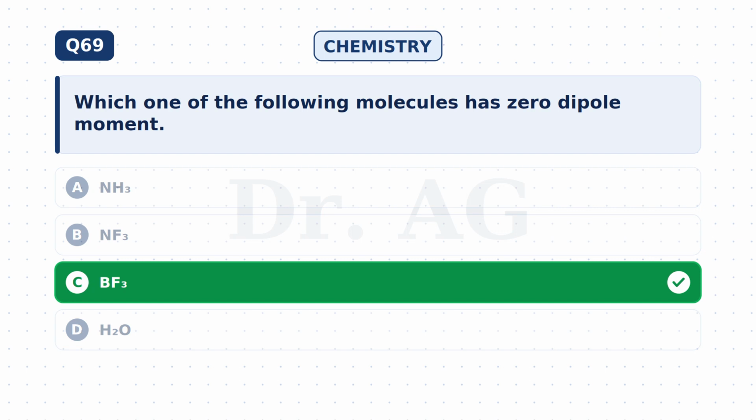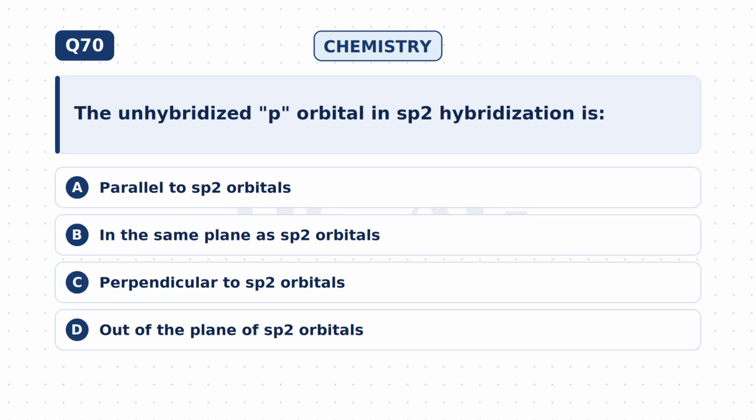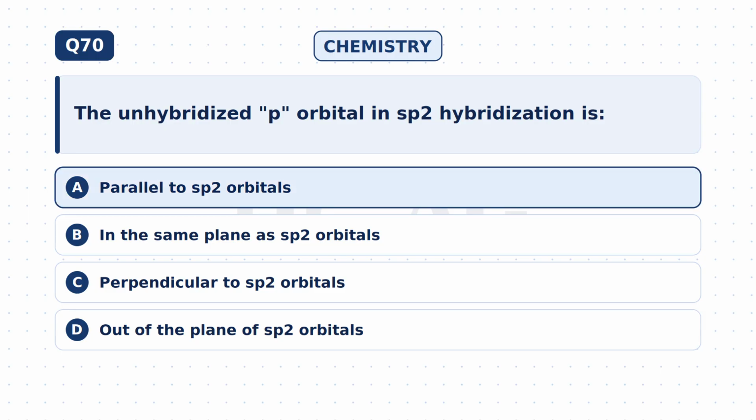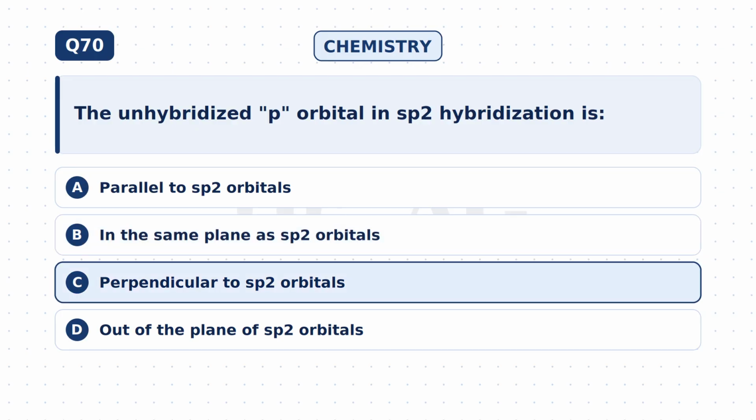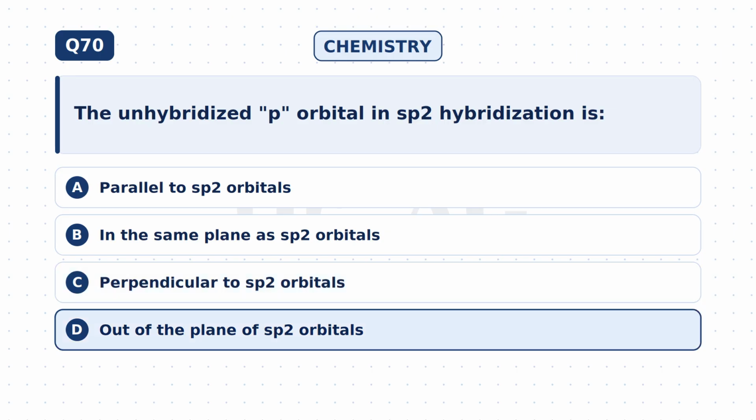The correct answer is C. BF3. Question 70. The unhybridized p orbital in sp2 hybridization is Option A, parallel to sp2 orbitals. Option B, in the same plane as sp2 orbitals. Option C, perpendicular to sp2 orbitals. Option D, out of the plane of sp2 orbitals.